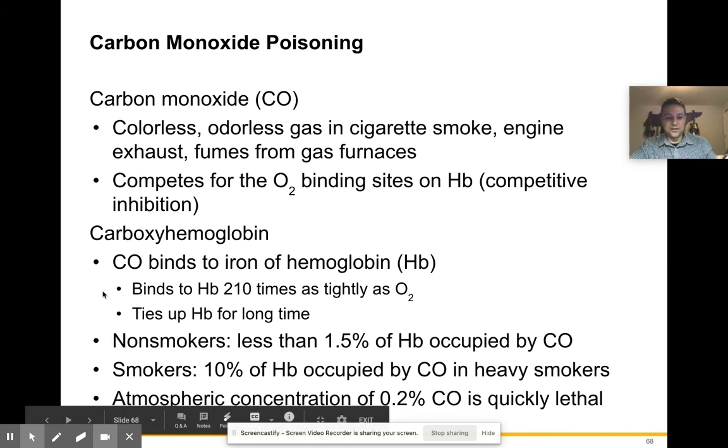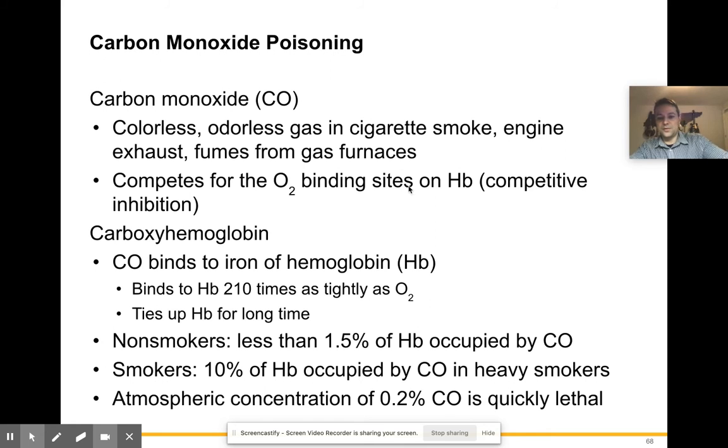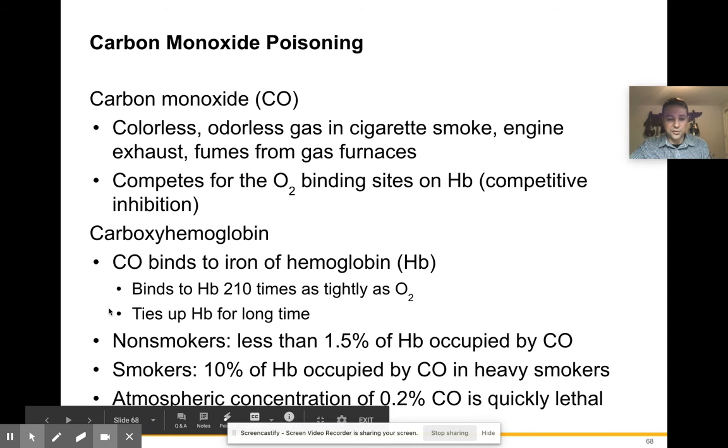Carboxyhemoglobin. This is CO2 that binds to the iron of the hemoglobin. That's basically the chemistry of that. It bonds to hemoglobin 210 times as tightly as oxygen, right? So the competition is very influential here. It ties up the hemoglobin for a very long time, and therefore that oxygen cannot get to where it needs to go to be used for energy production.